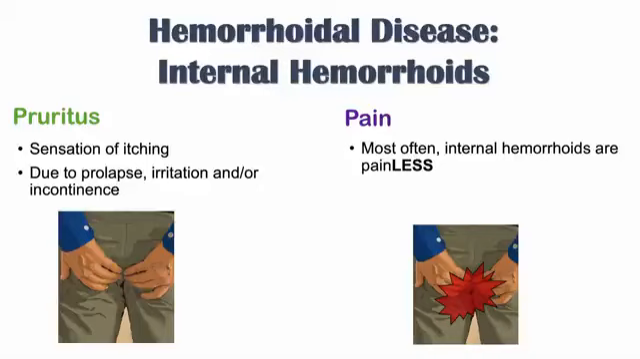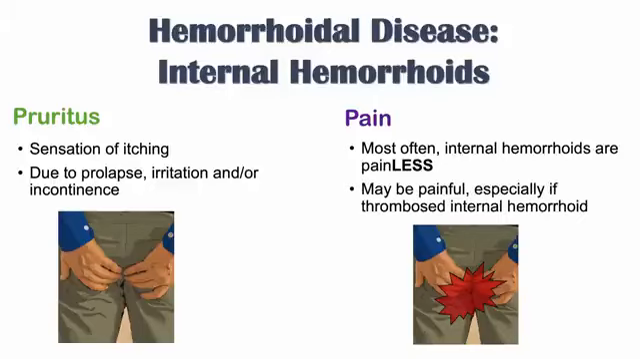And what is classically described with internal hemorrhoids is bright red blood per rectum that is painless. If an individual does experience pain, it's more often caused by a thrombosed internal hemorrhoid, which means that there's a clot formed in that internal hemorrhoid that can cause pain to occur.